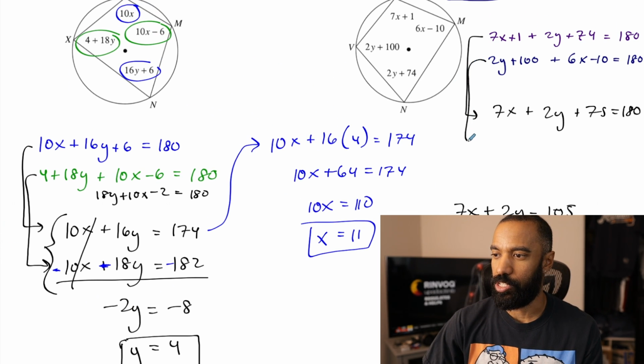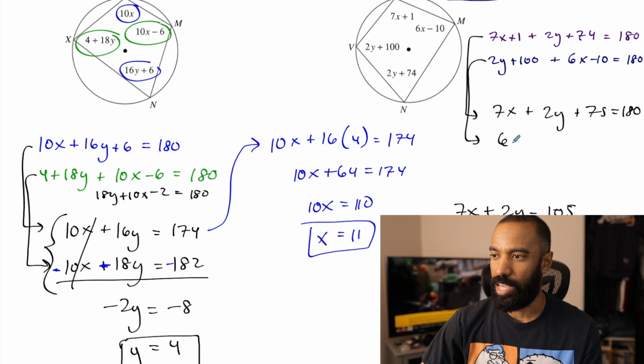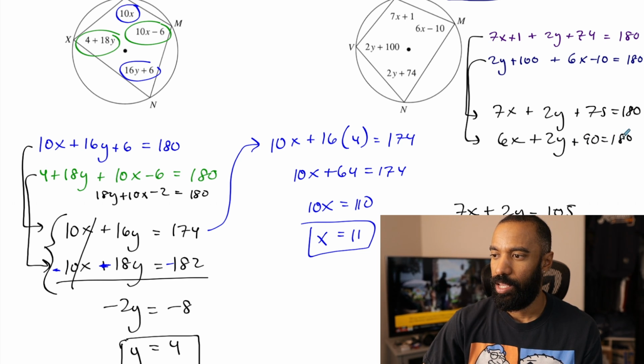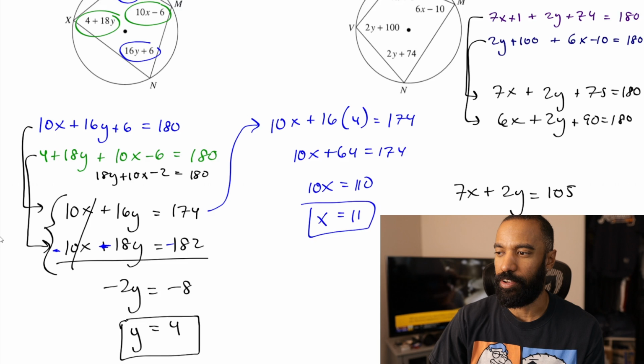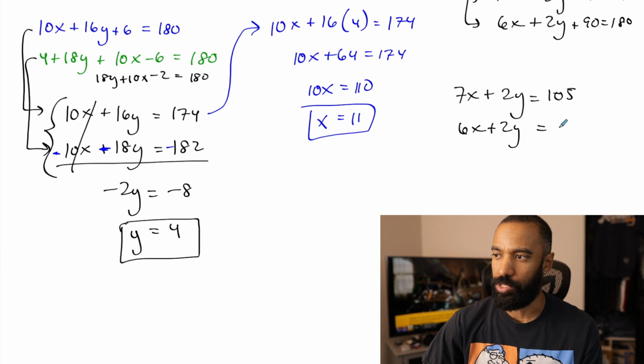The other equation in my system right here, if I do 100 minus 10, I get 90. I'm going to put the 6x first here. 6x plus 2y plus 90 equals 180. Yeah, it looks like they're going to be fair with you guys here. If I subtract 90 from both sides, I get 6x plus 2y equals 90.